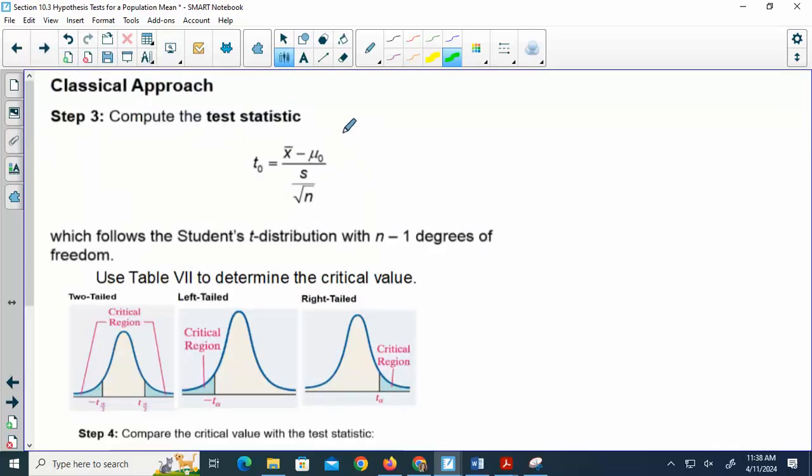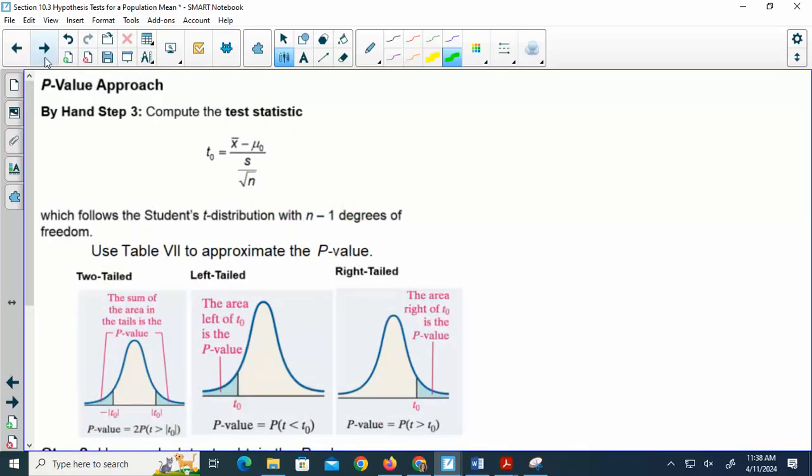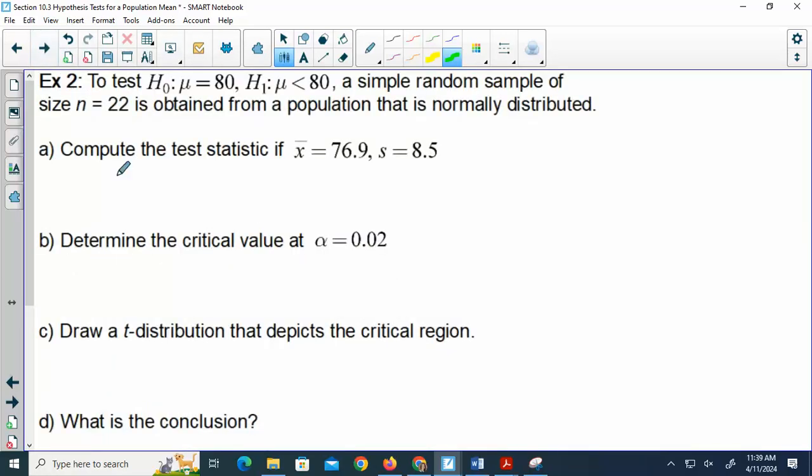When we're dealing with the mean, it's like finding a z-score, but it's a t value because we're going to use the t distribution. So it's the same idea. It's our value minus the mean of the null divided by our standard deviation. Then if we're using the classical approach, we compare t values. If we're using the p-value approach, we compare the probabilities.